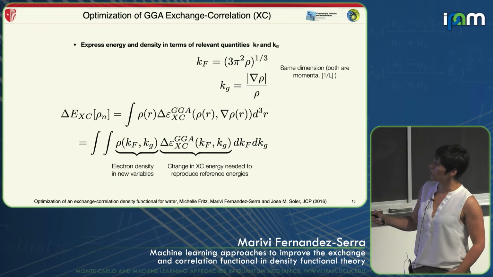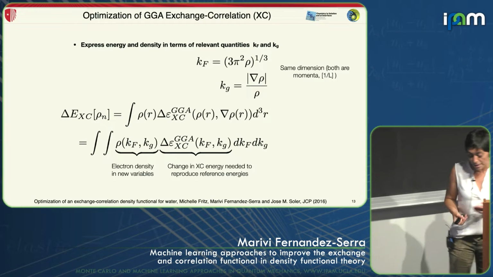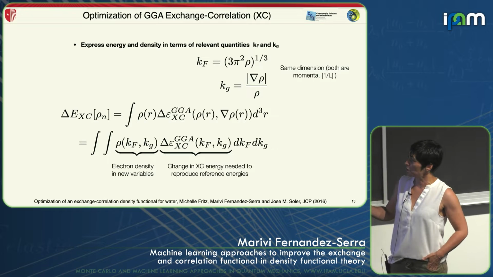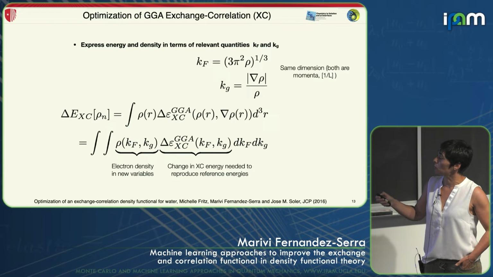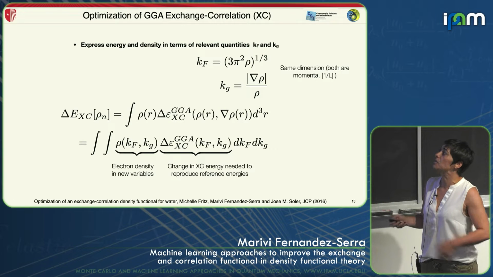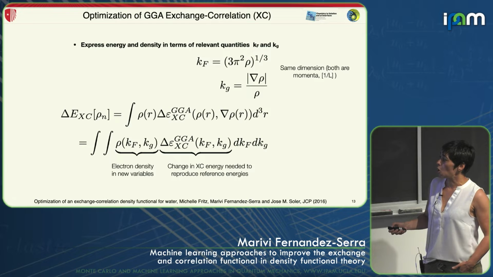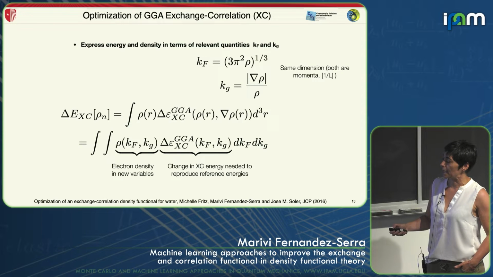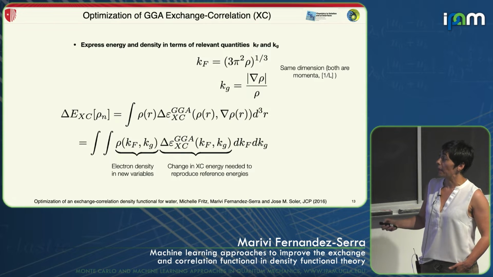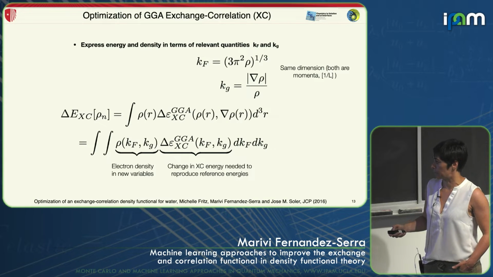Basically, the reason for this, of course, is that it's giving us a much more uniform space. They both have the same dimension. They are both momenta, so dimension 1 over L, instead of density and gradient, which span different scales in absolute numbers. And so all we need to do basically is express that density in this new space, and of course our natural variables for this energy density.